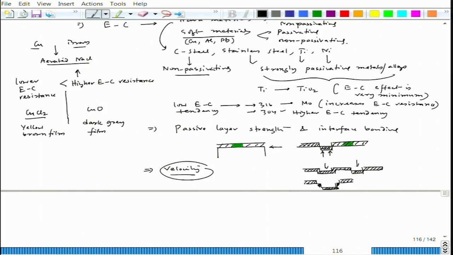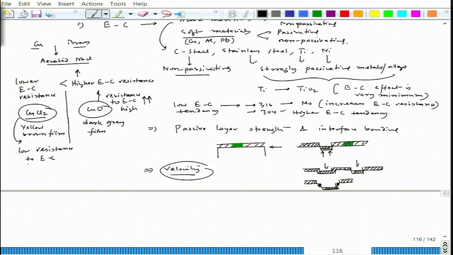Fine. So now, if we compare the resistance offered by these two films, this one offers much more resistance to erosion corrosion. So, resistance to erosion corrosion would be very high, okay. I can say high, and this one gives a low resistance to EC. So, that is what this brass would have, a higher resistance to erosion corrosion compared to copper.